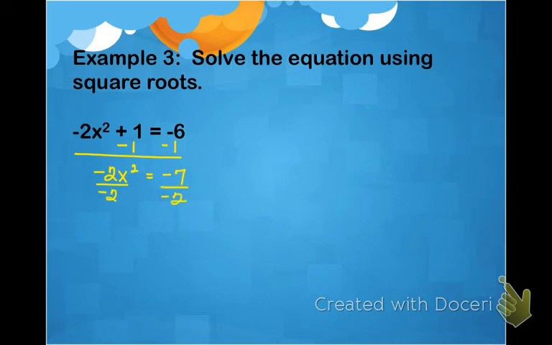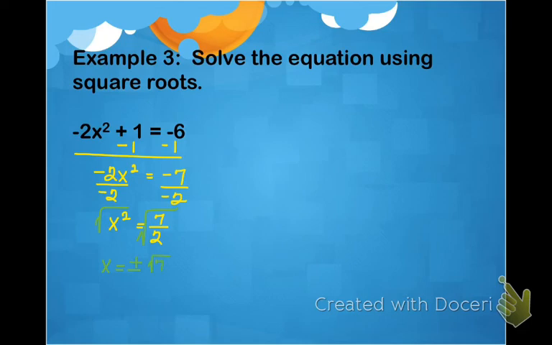When I divide by negative 2 on both sides, I get x squared equals, now this is a negative divided by a negative, so I get positive 7/2. And this is our moment where we would introduce our radical. Now there's a different issue here with this one. I get x equals plus or minus.